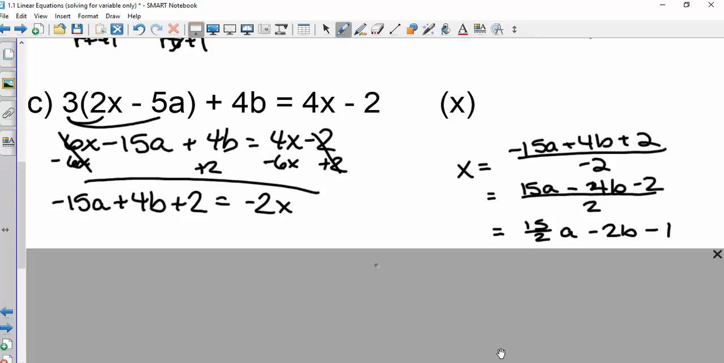Any questions about how I got that? Would you want us to leave it as 15 halves or 7.5? Either one is fine. In general, if it's a decimal that ends like 7.5, that's fine. Go ahead and do it. If it's 1/3 and you get 0.3 repeating, I'd rather you leave it as the 1/3. But otherwise, it doesn't matter. Let's do some more.